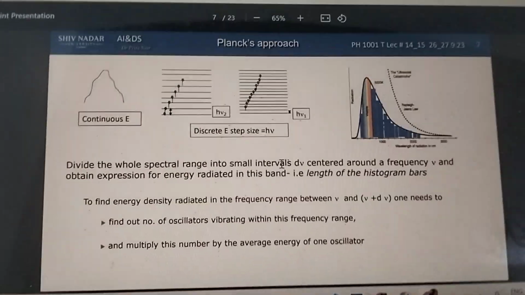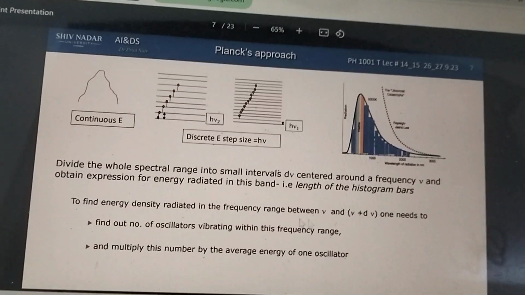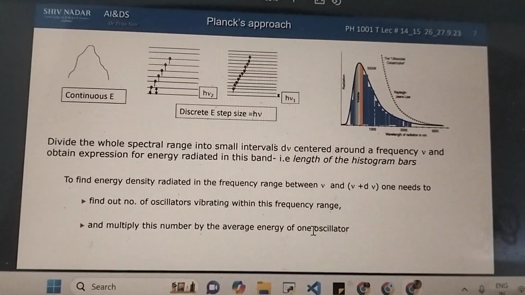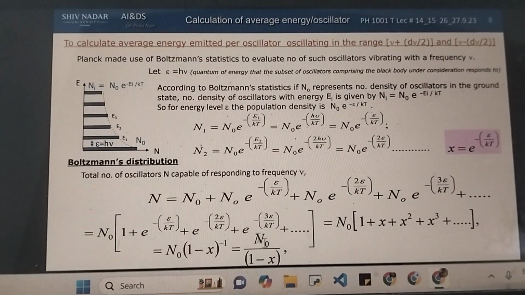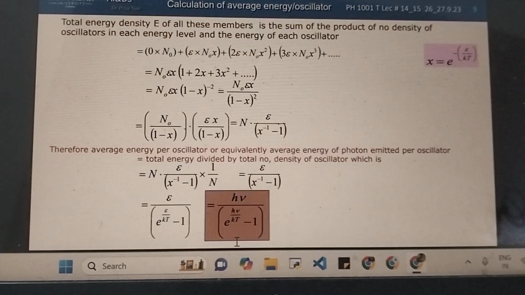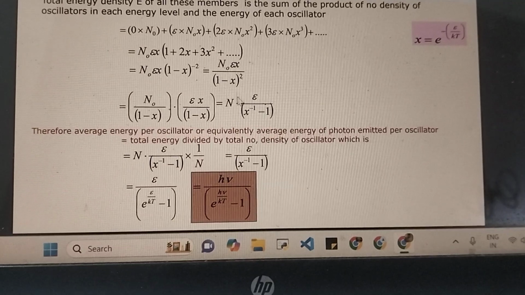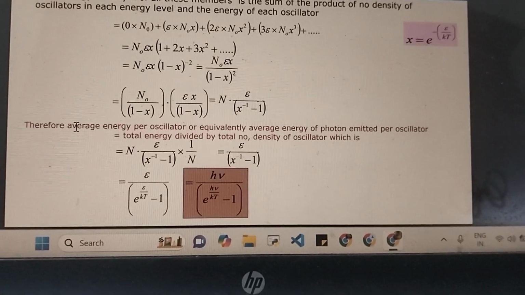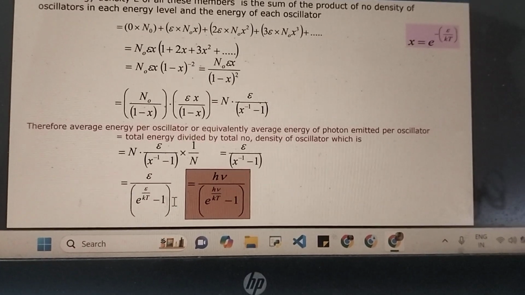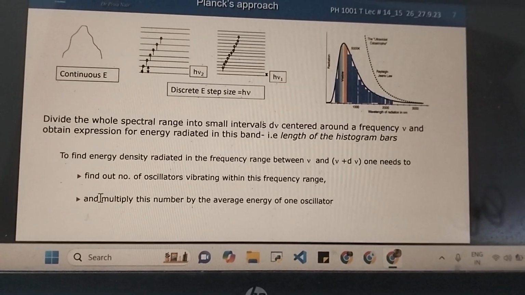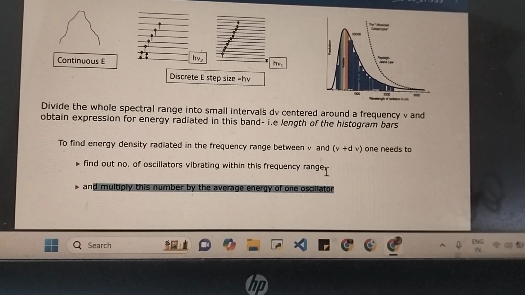One question which people frequently have is, we started by saying we need to find out the number of oscillators and the average energy of one oscillator. So here we derived an expression for the number of oscillators, n0 by 1 minus x, and here we got the total energy. Then to find the average energy per oscillator, again we are dividing it by n. But then finally we are going to multiply it again by the average energy of one oscillator.